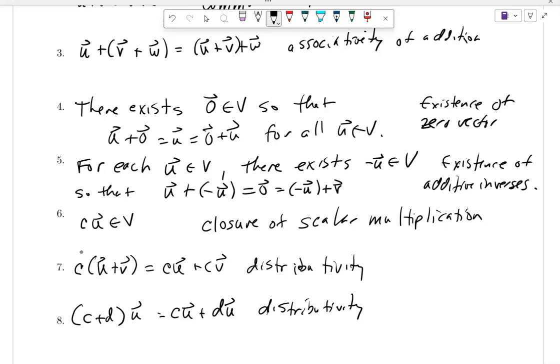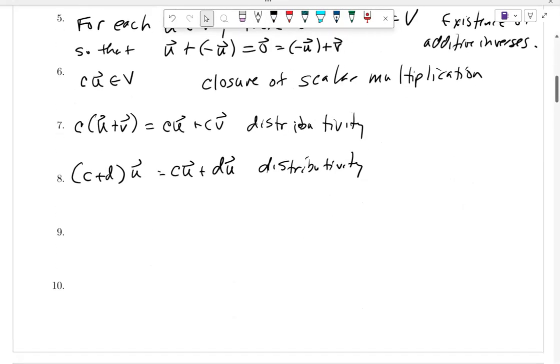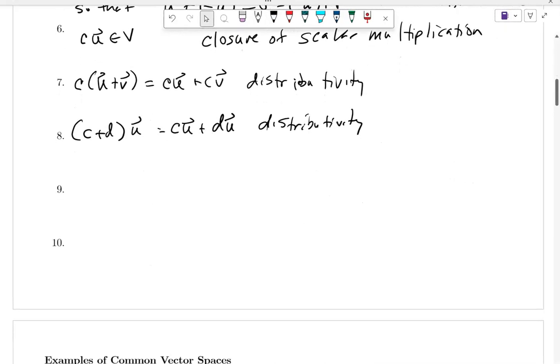So especially this one is saying something. I'm adding two different types of objects, but I'm saying it doesn't matter if I add these objects together first and then multiply, or multiply and then add. I have to get to the same place.